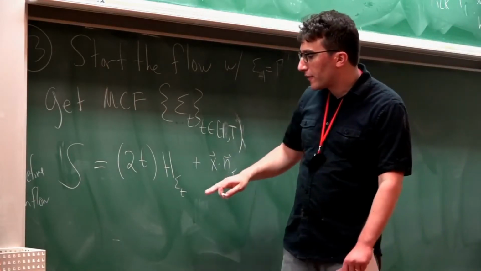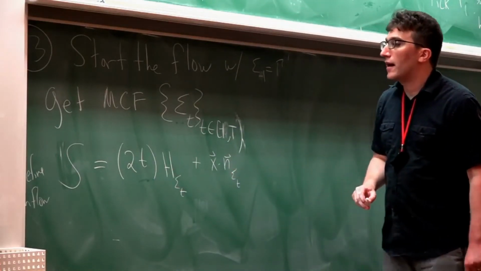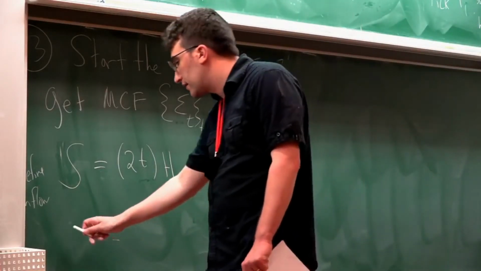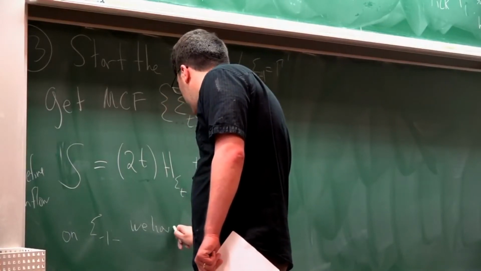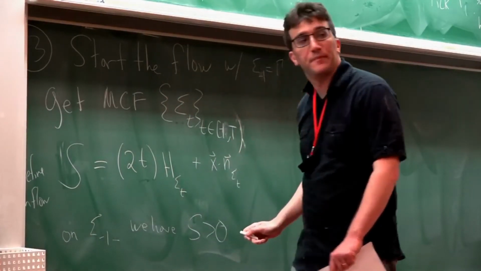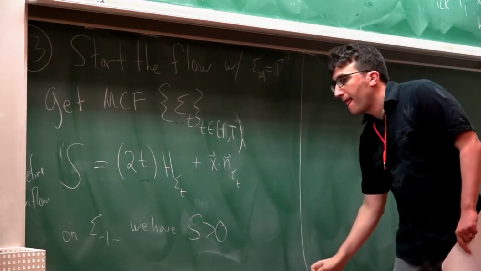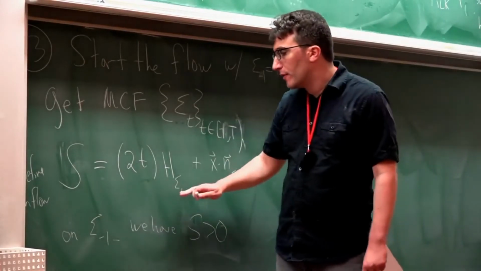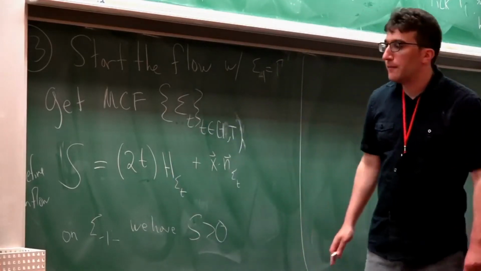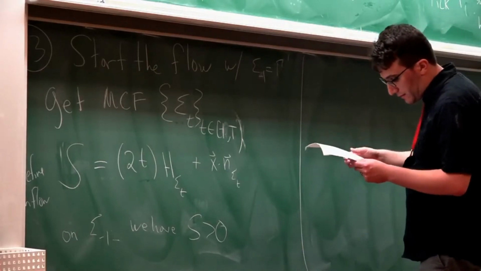So this, as I said, depends on the different times. But notice at time -1, on sigma -1, we have that S is positive. Okay, that's our assumption right here. Okay, so now the point is we want to claim that this actually remains positive along the flow.